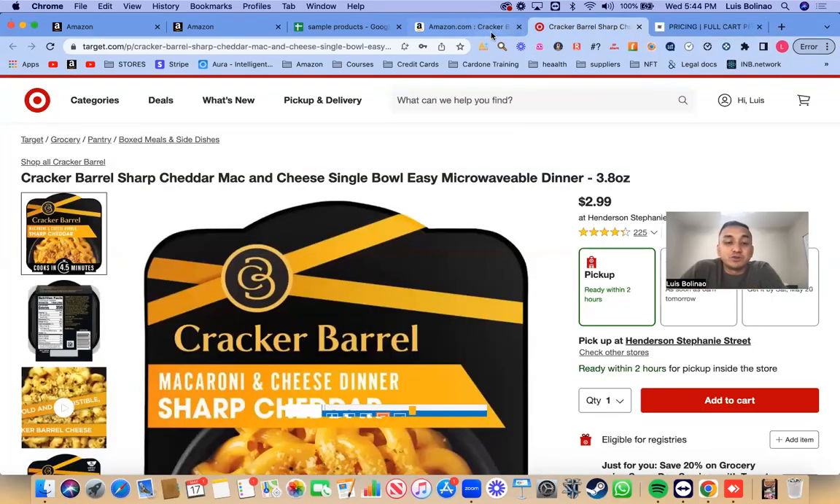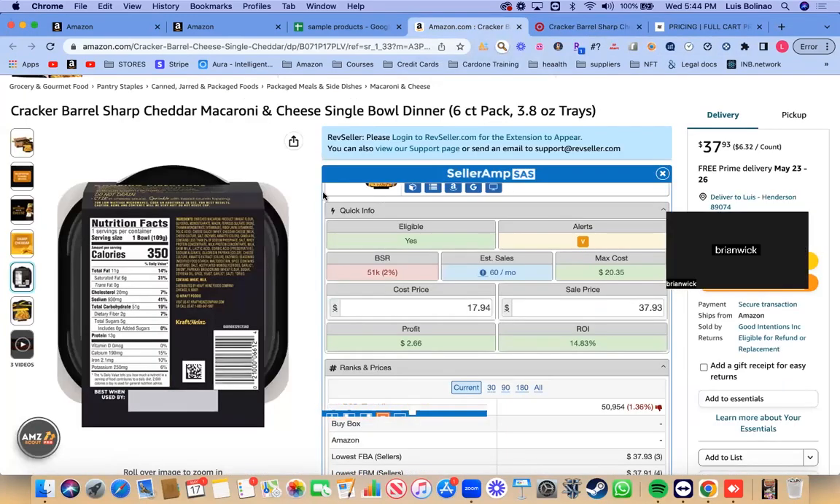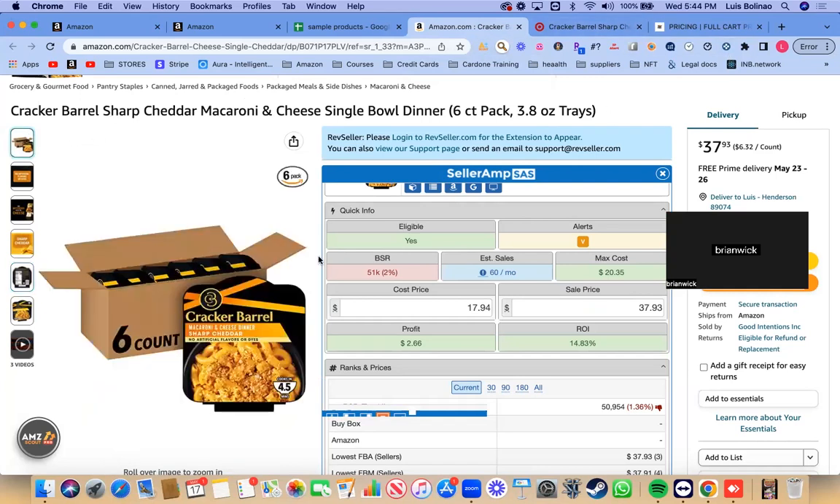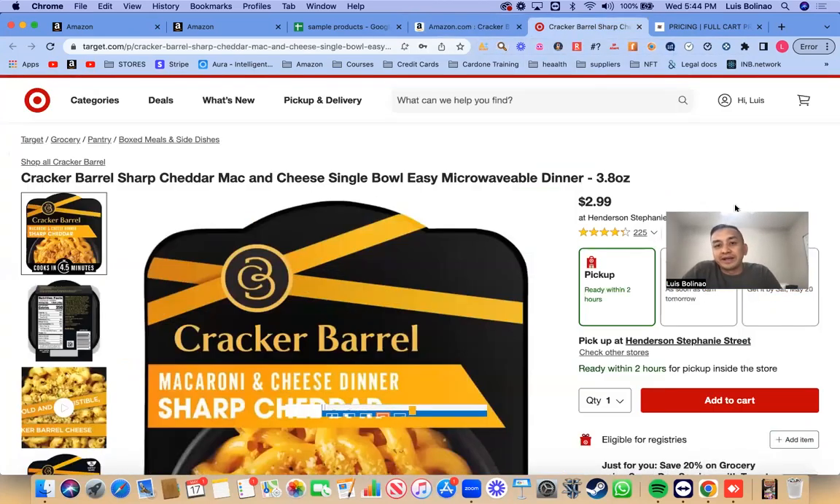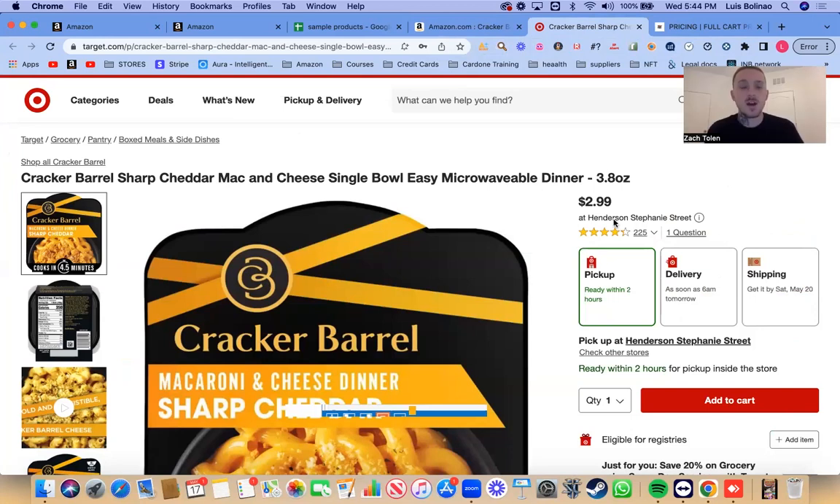So okay, for this one, we're paying $1.25 for prep plus 50 cents because it's a 6-pack. Right, but it's a 6-pack in a box, right? Doesn't it come in just one box? Oh, well, no, because on Target, you're buying it per piece. So the 50 cents is basically what we're paying the prep center to send it to Amazon in a box.